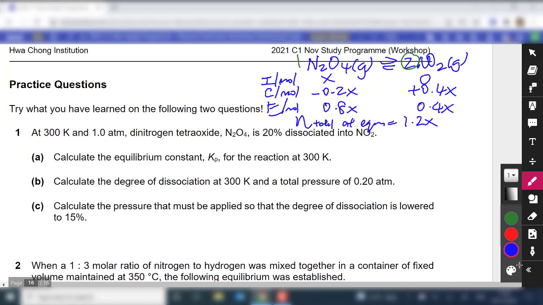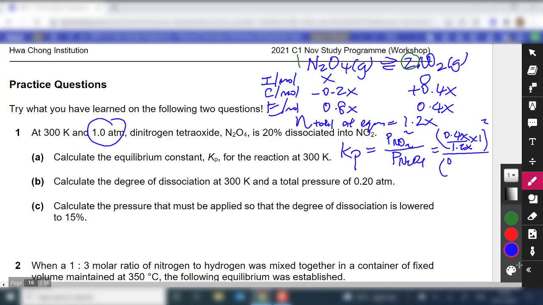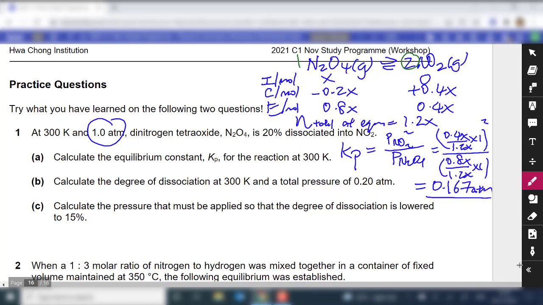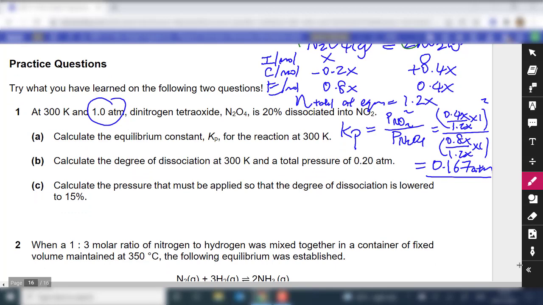Okay, because it's being maintained at 1 atmosphere, Kp in terms of partial pressure equals the partial pressure of NO2 squared over the partial pressure of N2O4. So that will be 0.4X over 1.2X multiplied by 1, this whole thing squared, divided by 0.8X over 1.2X multiplied by 1. Okay, so after you punch your calculator, you will get the value 0.167 atmosphere. Okay, so this will be the Kp in terms of partial pressure.